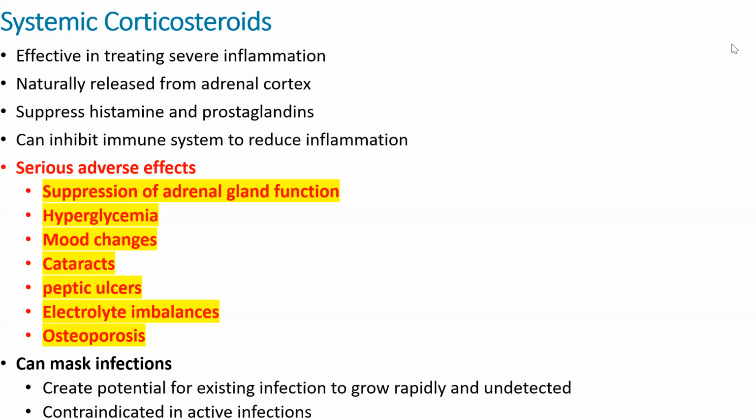So they suppress the immune system by changing or altering the quality of the lymphocytes, especially the T lymphocytes, which are the main cells of the white blood cells responsible for the immune response. So changing the quality of these T cells will suppress the immune system. Cortisol, responsible for the metabolism of glucose, will lead to hyperglycemia.